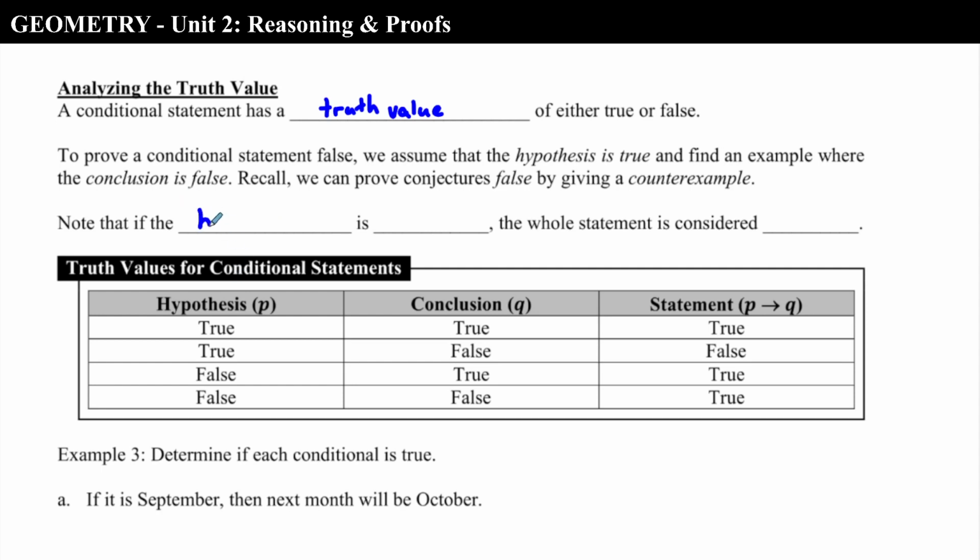Note, if the hypothesis is false, then the whole statement is considered true. And so what I have here is a truth table. These are truth values for conditional statements based on whether the hypothesis and conclusion are true or false. So if the hypothesis is true and the conclusion is true, that one's straightforward. The whole statement is true. If the hypothesis is true but the conclusion we come to is false, then the statement is false. Then if the hypothesis is false, it doesn't matter if the conclusion is true or false. The whole statement is considered true because what we started with was a false statement.